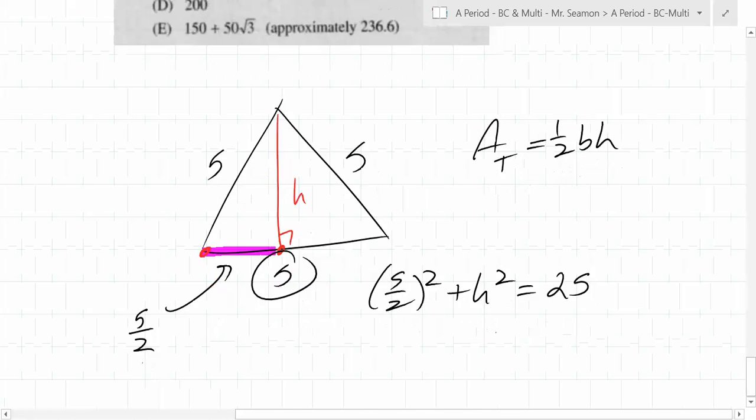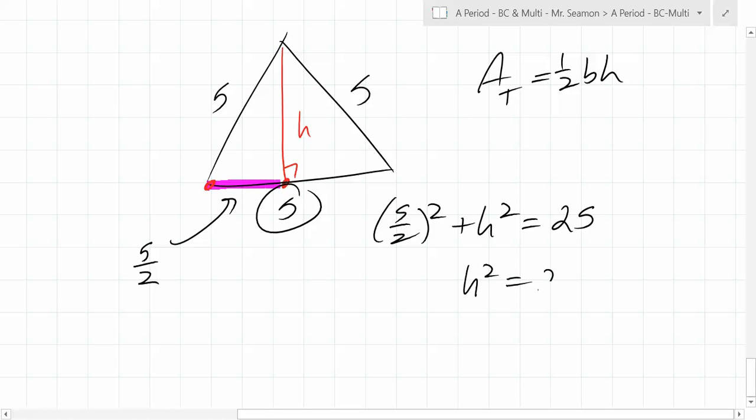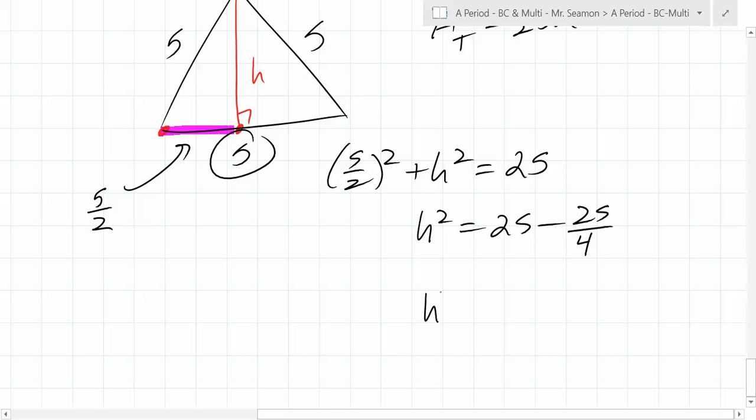25. 5 squared, correct. So you have h squared is equal to 25 minus 25 over 4. So h squared is equal to 100 over 4 minus 25. To add or subtract fractions, what do you need?